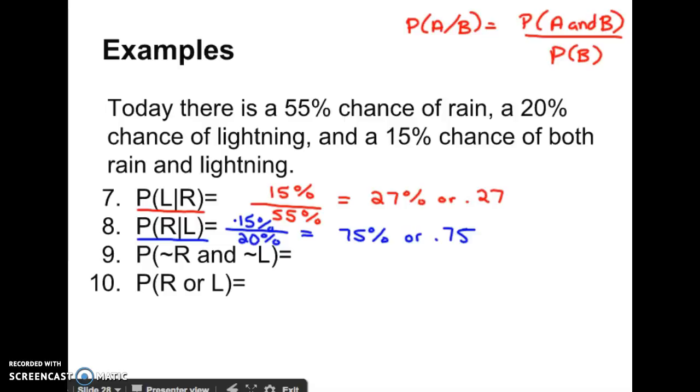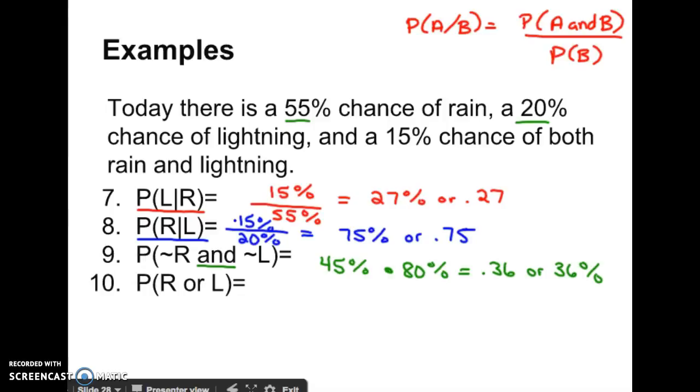Number 9 and 10 are old questions. Number 9, see the word and. I want to know when two things are going to happen, two events. So remember, you multiply each separate probability together. So the probability that it will not rain, well, if there's a 55% chance it will rain, that means there's a 45% chance that it won't rain, times the probability that it won't lightning. Well, if there's a 20% chance it will lightning, that means there's an 80% chance it will not. If you do that, I believe you get 0.36 or 36%.